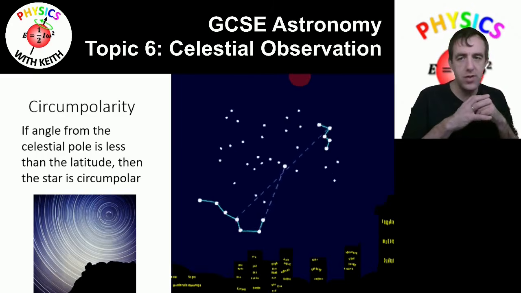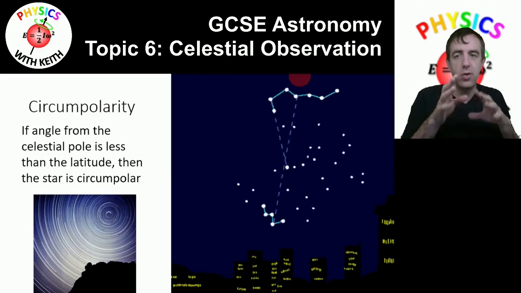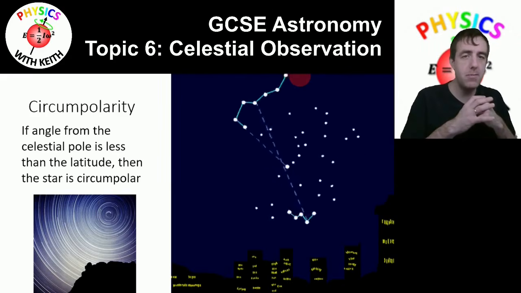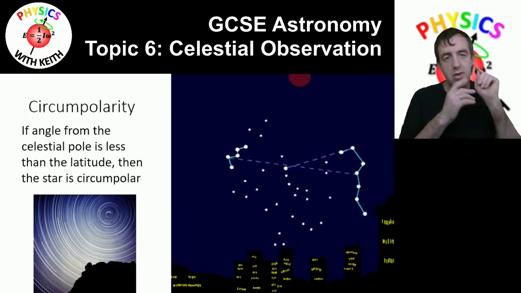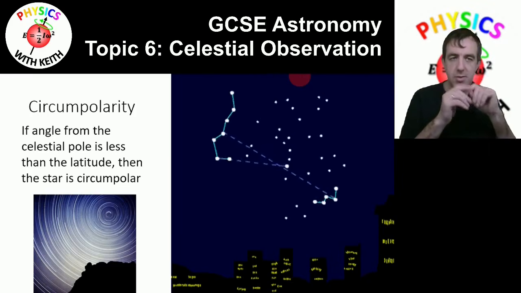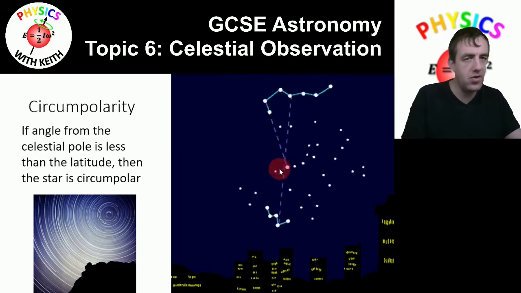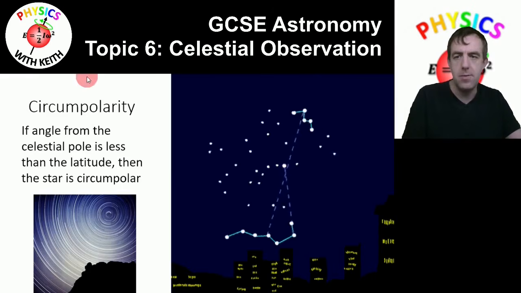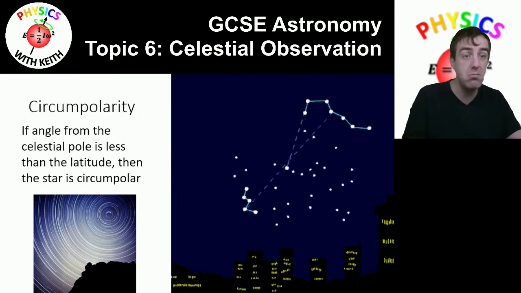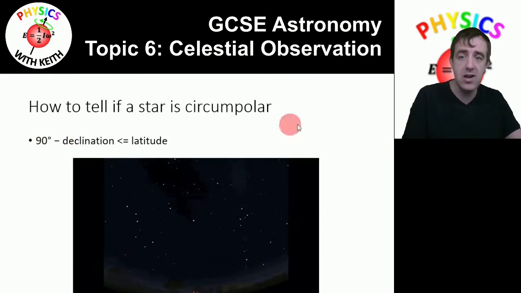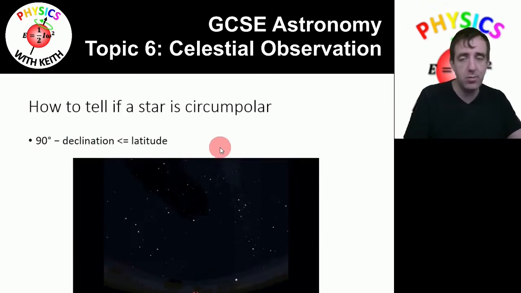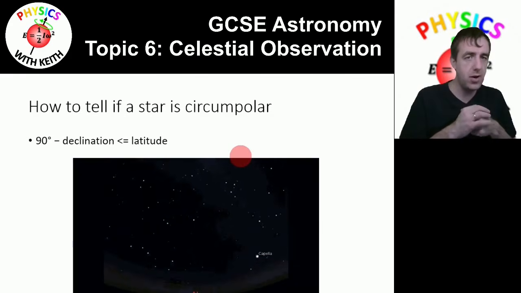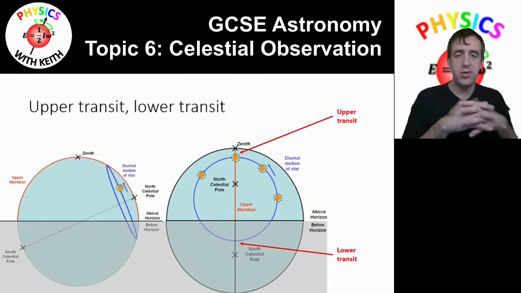A very simple rule for this: if the angle from the celestial pole is less than the latitude, then the star is circumpolar. And the angle from the celestial pole is not the same thing as the elevation, so you've got to be careful. Here's the celestial pole in the middle. The angle from the celestial pole is measured out from it. That's also called 90 degrees minus the declination. 90 degrees minus the declination is the angle from the celestial pole. That's going to be less than or equal to the latitude for stars that are circumpolar. And there are two transits. I mentioned this before. There are two transits.